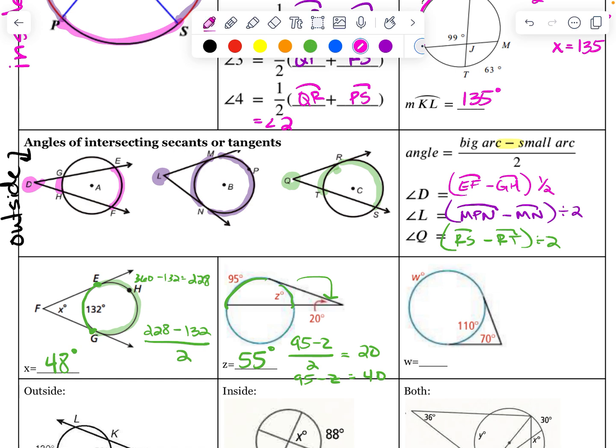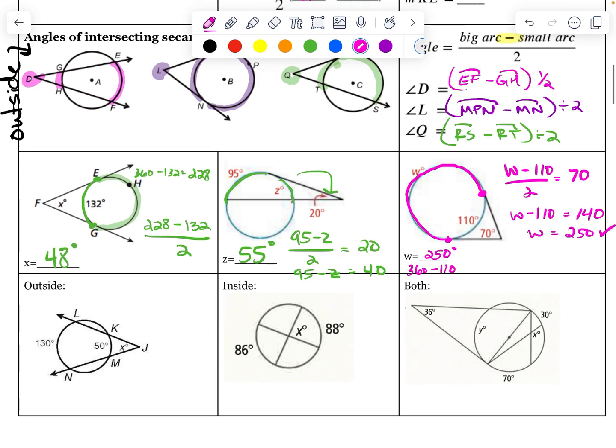There are actually two ways to solve for w here. So w is going to be this entire arc. I could do 360 minus 110. And that is 250. And we are also going to check it another way. So if I have w, big arc, minus small arc divided by 2 equals 70. So big arc minus small arc equals 140. W equals, add 110 to both sides, 250. Both good ways to solve that. Great ways to check your work. Practice all three of those.